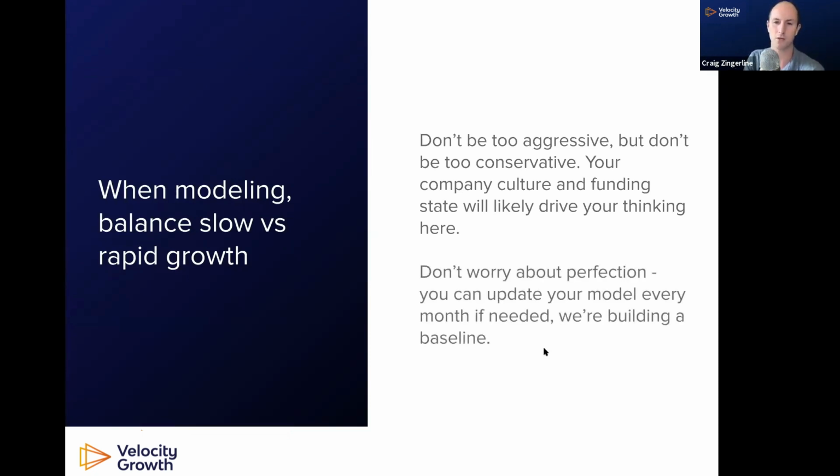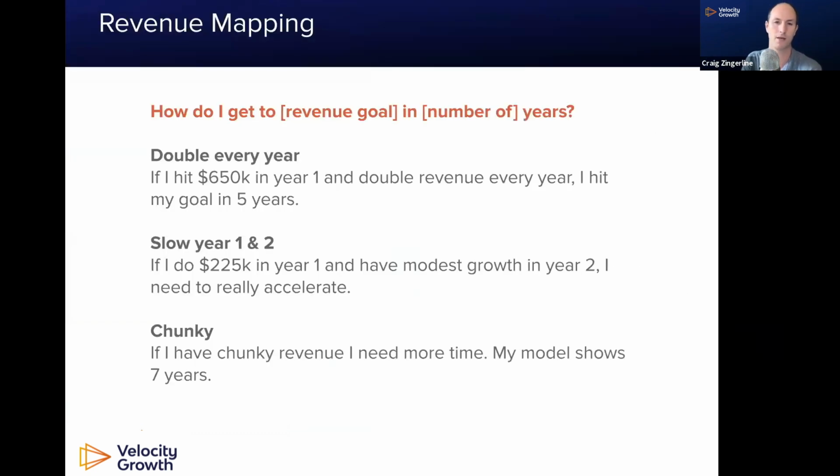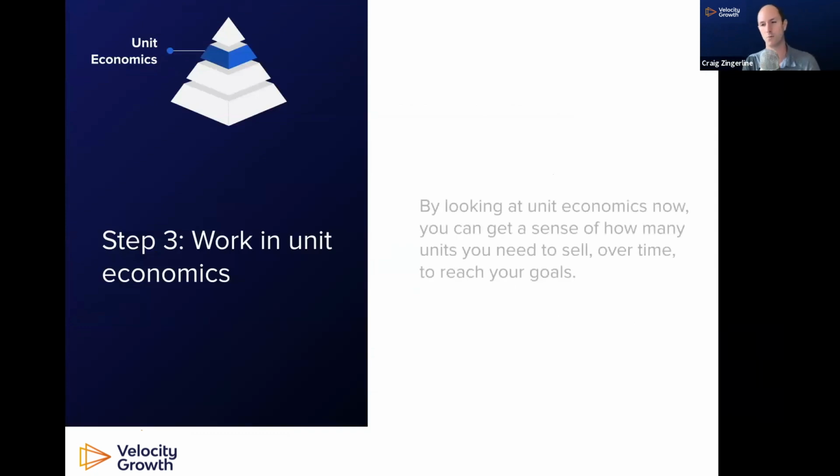And don't worry about perfection. You can update this on a monthly or annual basis. What you're really going for is a baseline. And when you start to think about your narrative in play, here are 3 different scenarios that you can look at. Okay, so moving a little bit deeper.